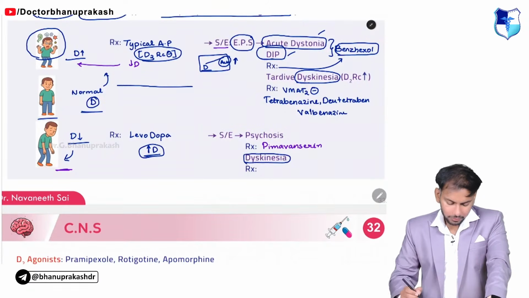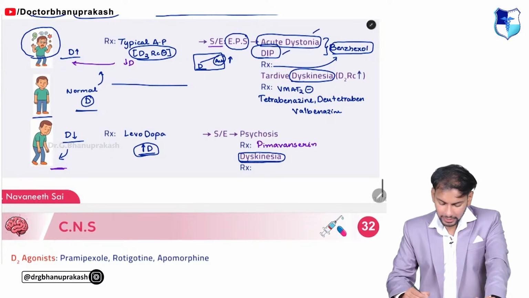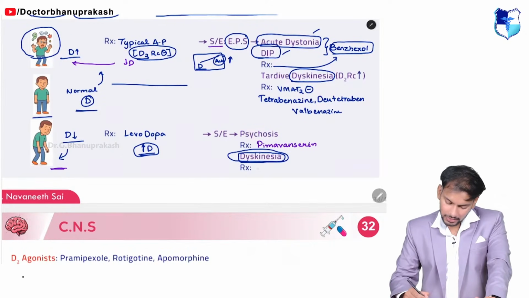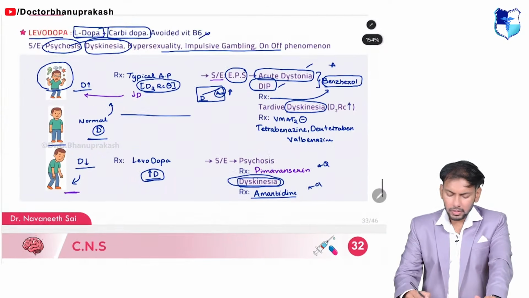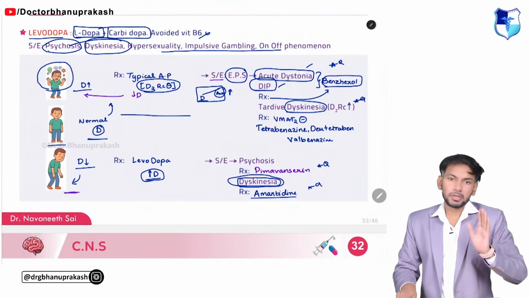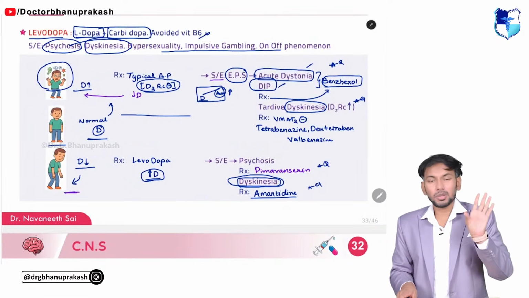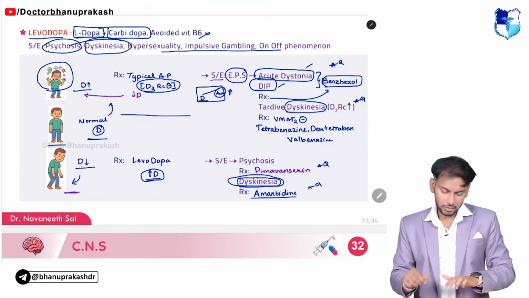Did you understand this much? When dopamine increases, it will increase the movements, it will cause dyskinesia. The treatment for this dyskinesia is amantadine. So, pimavanserin and amantadine, these are also very important things to remember. All of the things that I told you in this slide are very important. So, if dopamine is normal, the person is normal. If dopamine is increased, it will cause psychosis. If dopamine is decreased, it will cause Parkinson's. Did you understand this? Yes.